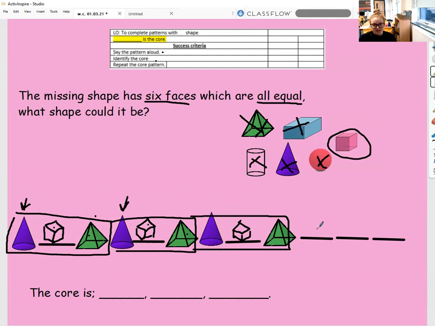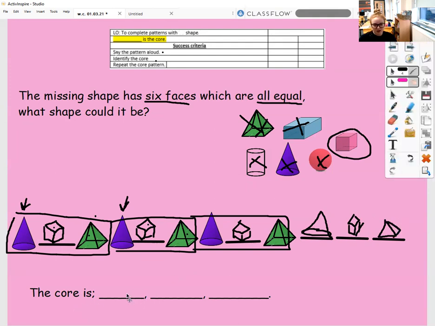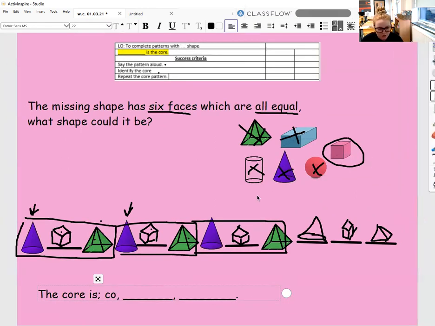And now I want to complete the pattern. So I know my core is cone, cube, pyramid. Fantastic. The core is, we're going to complete our sentence now. The core is cone, cube, pyramid.